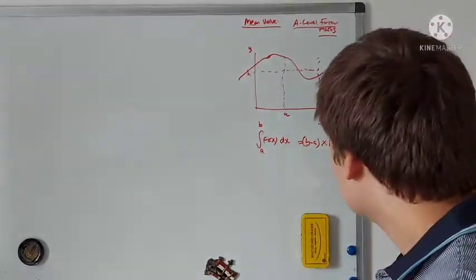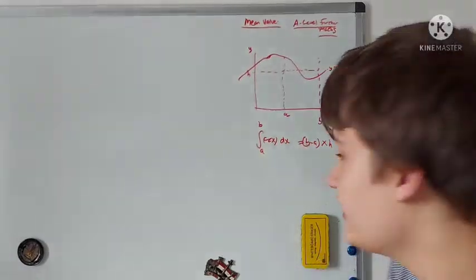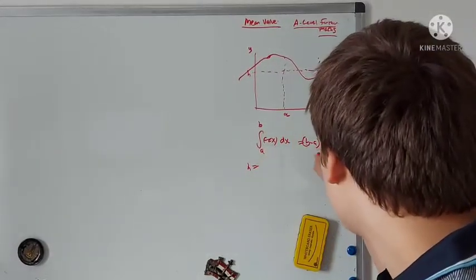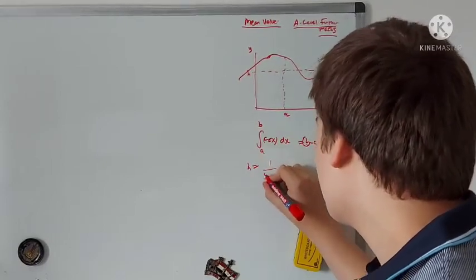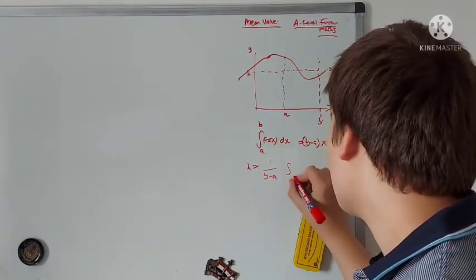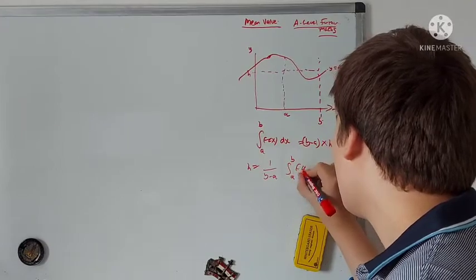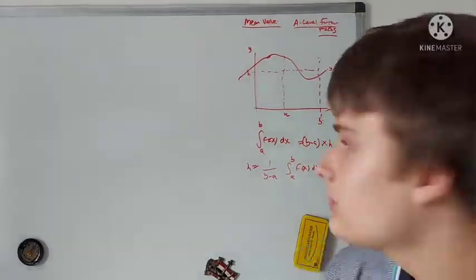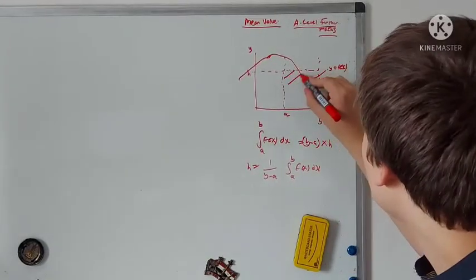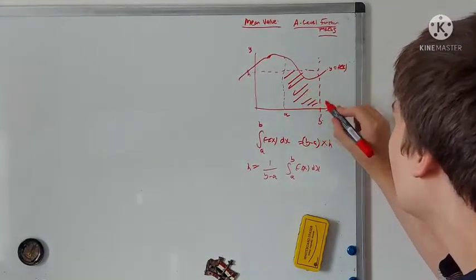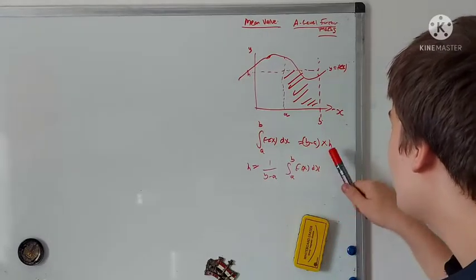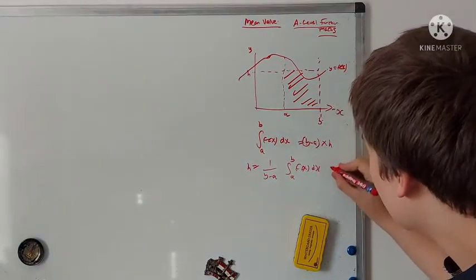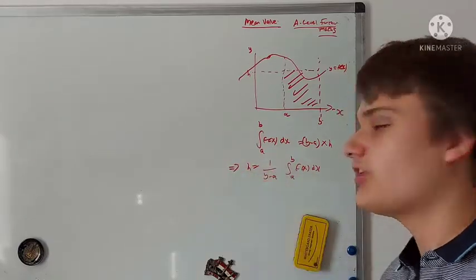Now, if you want to get the height, which is what you'll be looking at in this section, well, the height will just be that, so it'll be 1 over b minus a times the integral between a and b of f of x dx. Okay, so the area in here is modified by that, which is then in turn used to find the height.